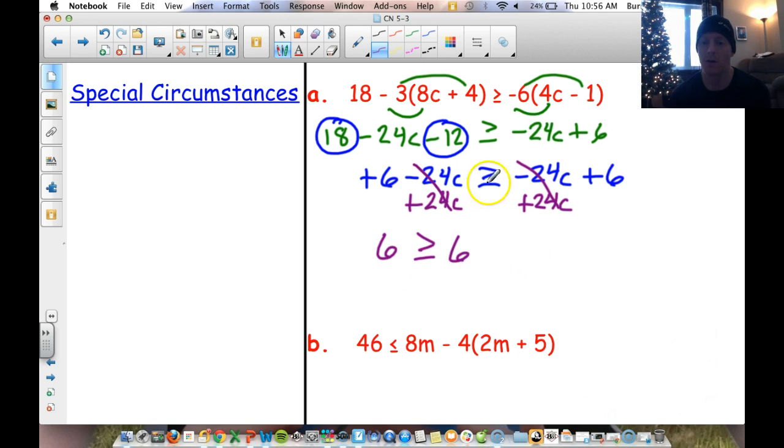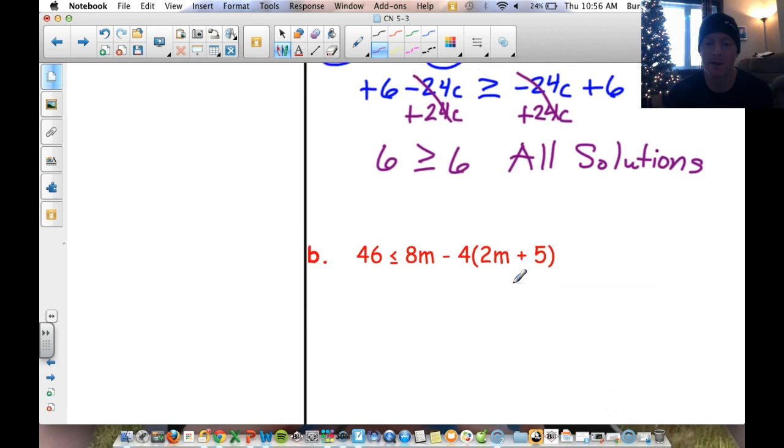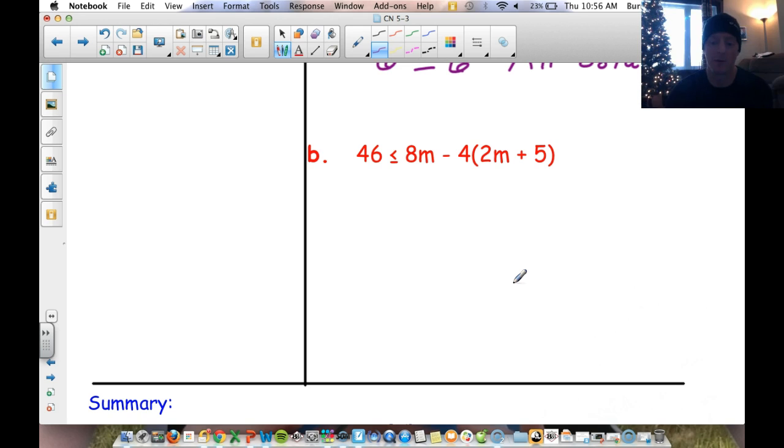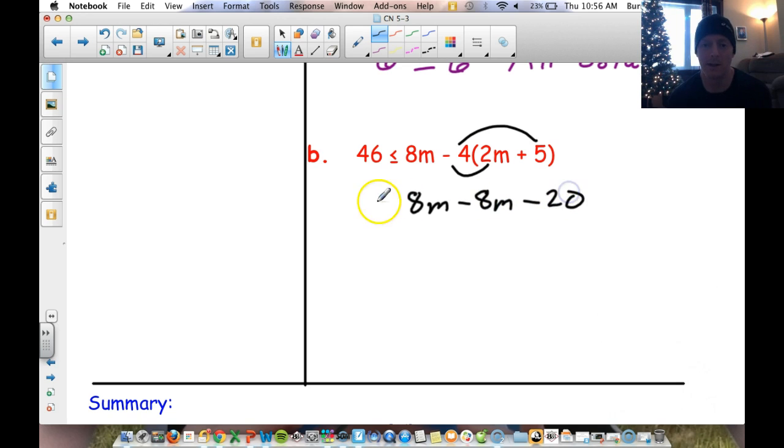If this happens when our variables cancel, this is called all solutions, just like we did back in chapter 2. Okay? Now you might guess that letter B here is going to be no solutions, but we'll have to double check to make sure. So again, we're going to distribute. When we distribute, we're left with 8m minus 8m minus 20.